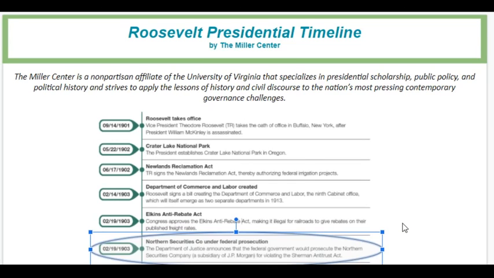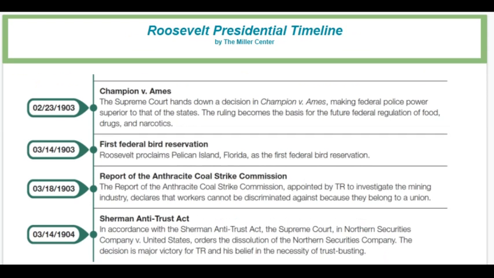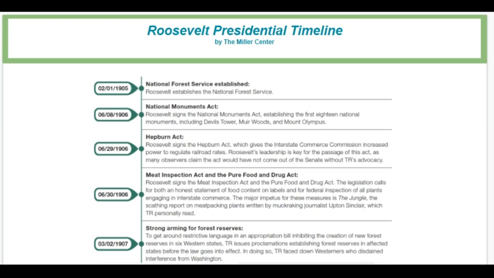Now, what did I circle here? It says Northern Securities Company under federal prosecution. The Department of Justice, the people from the government, announced that the federal government would prosecute, or go after, Northern Securities Company, which was a really big railroad monopoly, a subsidiary of J.P. Morgan, for violating the Sherman Antitrust Act. Remember, a trust is a monopoly. Okay, so I'm going to circle that because I think it's super important. And it shows the Progressive Era. I would also maybe circle the anthracite coal strike if I want to do that.